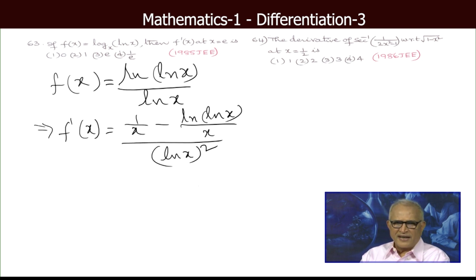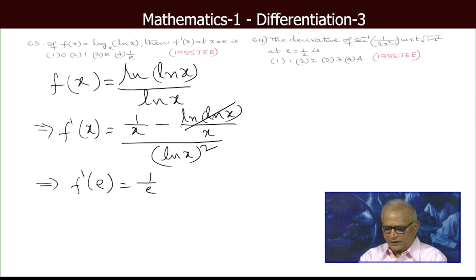He wants f dash x at x equal to e, f dash of e. 1 by e, this is 0 because ln e is 1, ln 1 is 0, and this is 1. So, 1 by e is the answer.